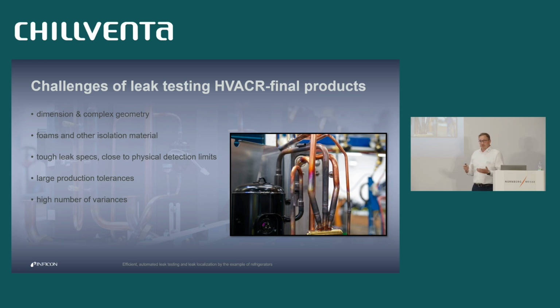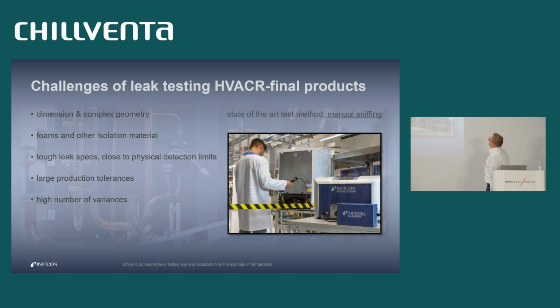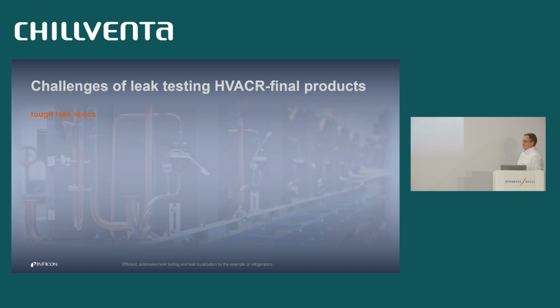And we have typically a high number of product variances. And this is the reason why manual sniffing, tracer gas sniffing, is still the state-of-the-art test method. Now you may think, wait a minute, sniffing seems to be a suitable test method, and a few slides before, you told me that you can simply adapt a sniffer line to a robot and then you have an automation, right? But this is not the case. Let's have a look into some details.